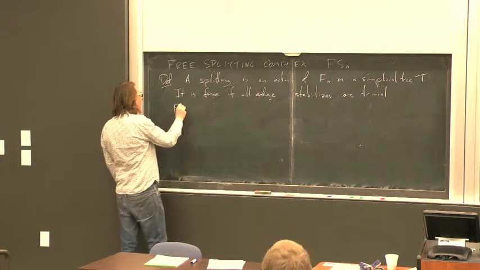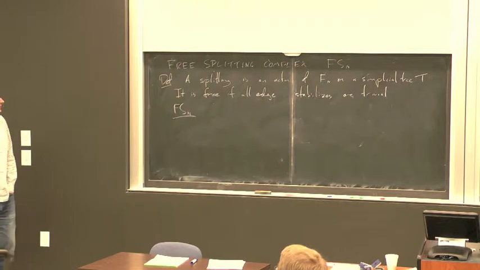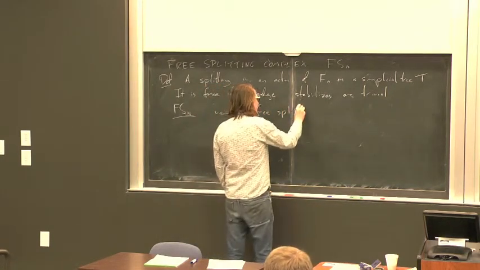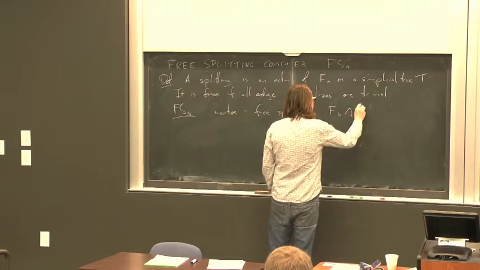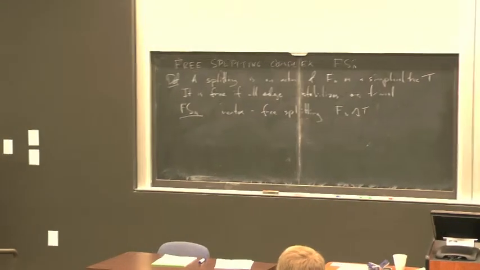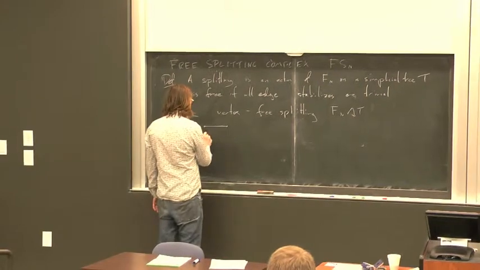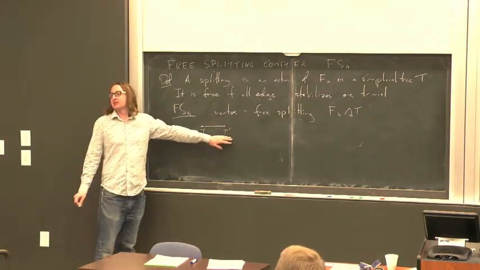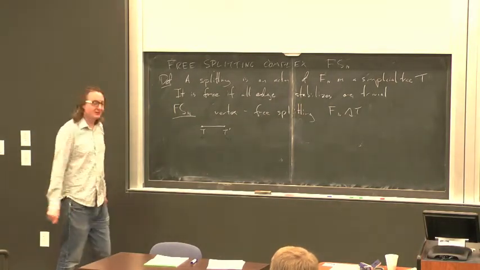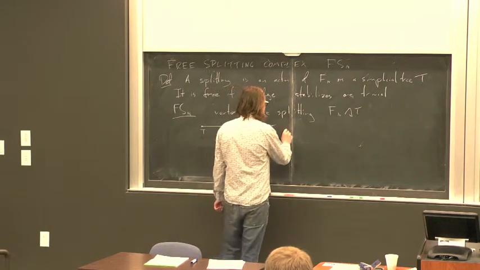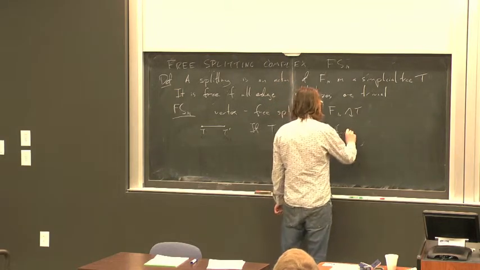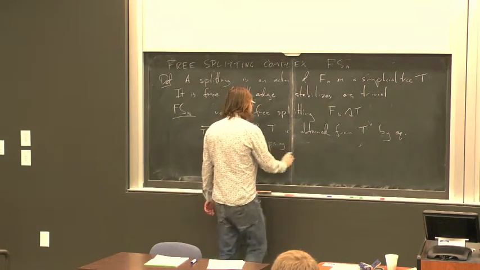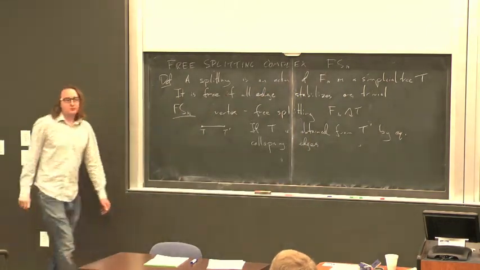And so we can build up a complex out of these free splittings by saying a vertex is a free splitting. So I'm going to say that as an action of Fn on a tree. And we have an edge between two trees, T and T prime, if T is obtained from T prime by equivariantly collapsing edges. Those are like refining the splitting that you get as a free product.